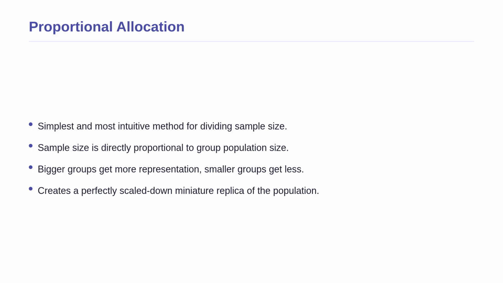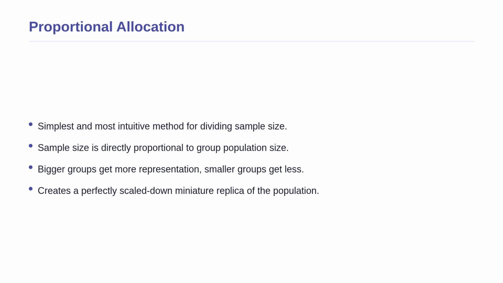Proportional allocation is the simplest and most intuitive method for dividing up your total sample size. The rule is simple. The sample size drawn from a specific group must be directly proportional to the total population size of that group. If a neighborhood makes up exactly 30% of the city's population, it receives exactly 30% of the survey invitations. Bigger groups get more representation and smaller groups get less, keeping the ratios perfectly balanced.